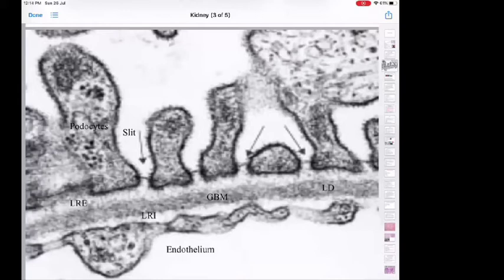Here you see the glomerular basement membrane is there, and there is an endothelium. So this is the filtration barrier. This whole structure, podocytes, slit, glomerular basement membrane, and endothelium, this is the filtration barrier. So this is the normal anatomy.